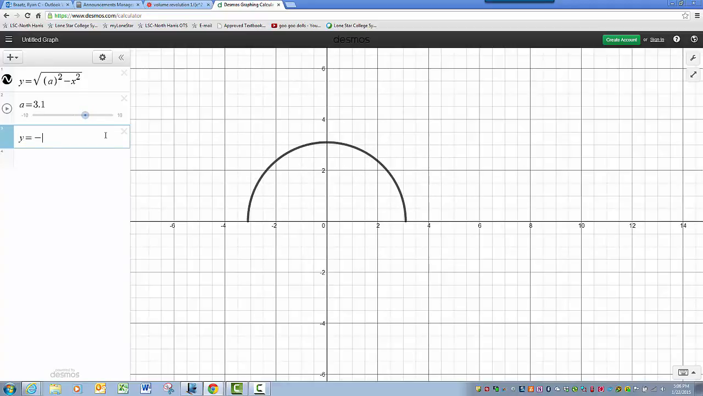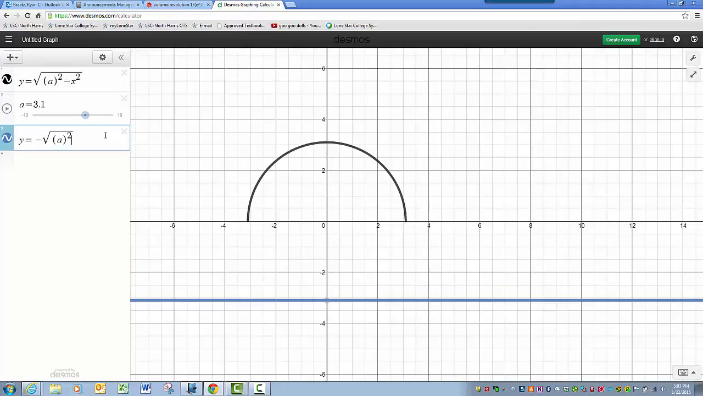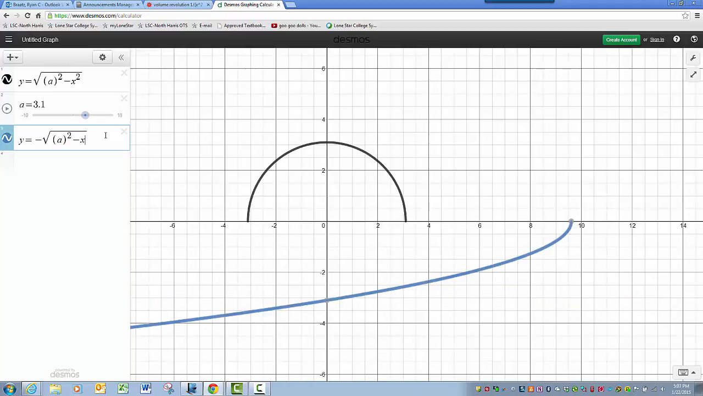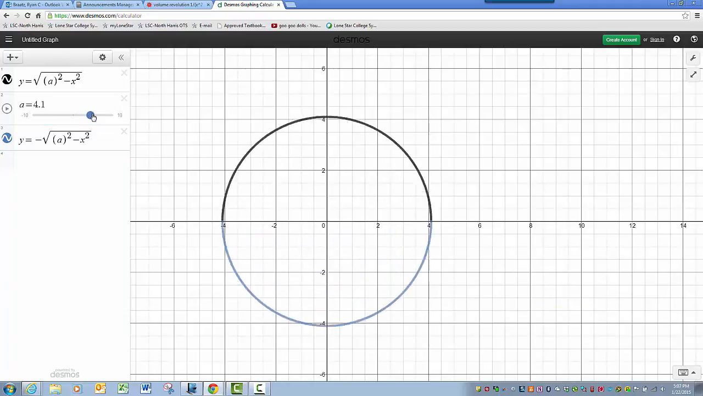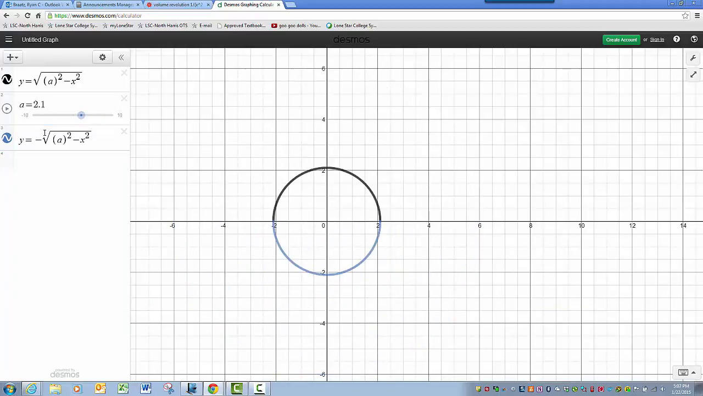Now the bottom part of the circle is generated by taking the negative of that. So I'm going to type a in here again so that you can see this. And so again, as we change a, now we've got our circle. One equation has to define the bottom, the other equation defines the top.